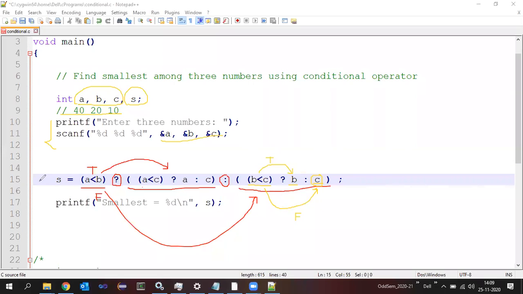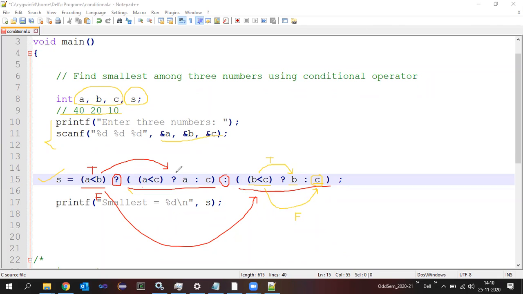Then the next important question, this is line number 15. Here we have a combination of conditional operators, right? So we have a total of three conditional operators. On the outer side, we have A less than B, and then after the question mark, you have one more set of conditional operator. This will be executed if this condition becomes true. If this condition becomes false, then the other part will be executed.